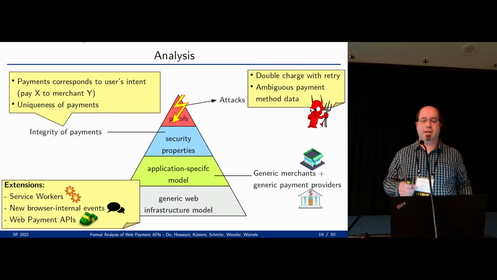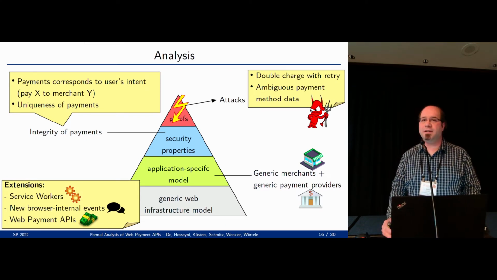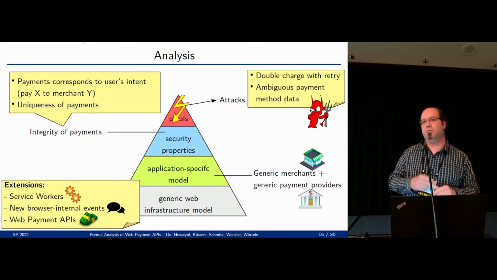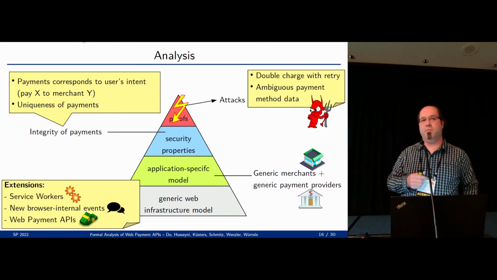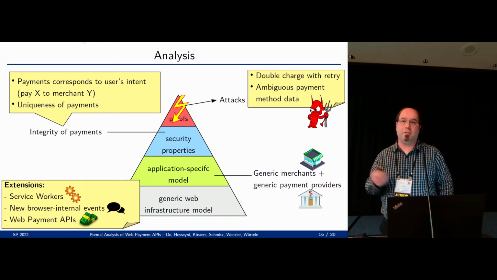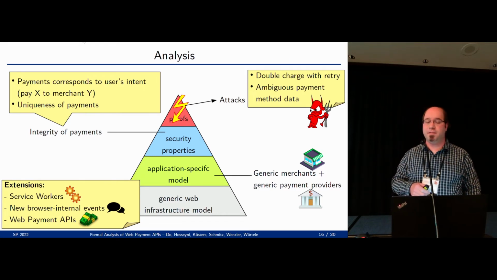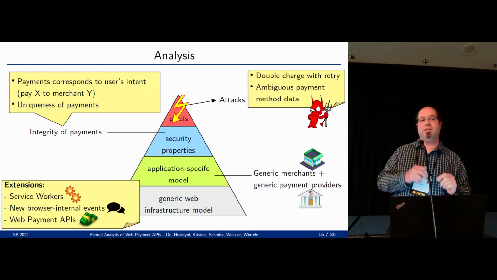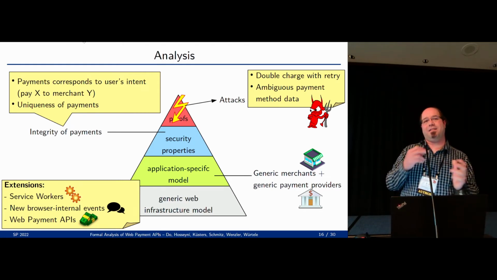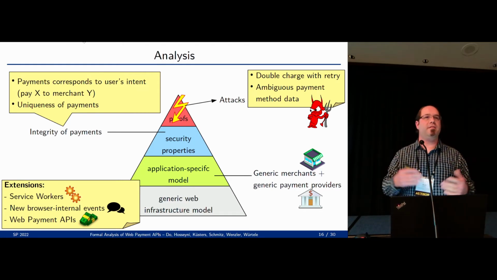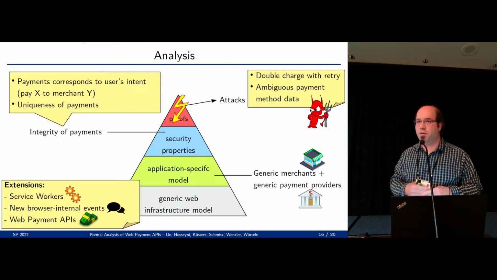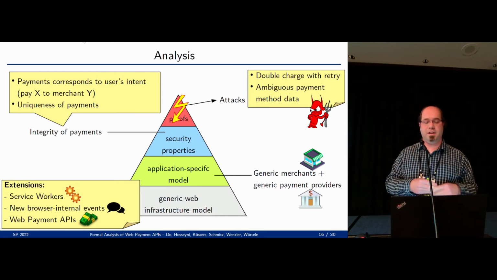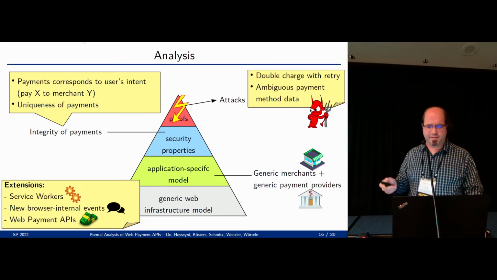One is the double charge with retry attack that allows a malicious merchant to essentially execute a payment more than once. So that obviously breaks uniqueness of payments. And the other one is based on ambiguous payment method data that allows a malicious merchant to add hidden fees which are not displayed to the user during the payment process, but are later included in the actual payment themselves.